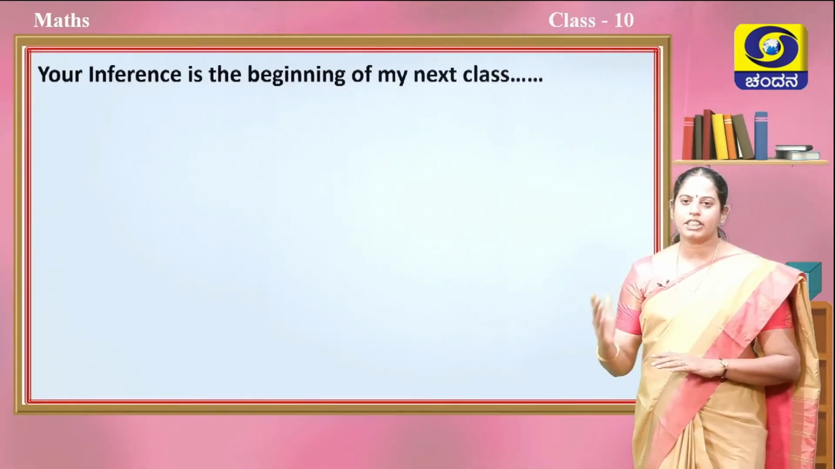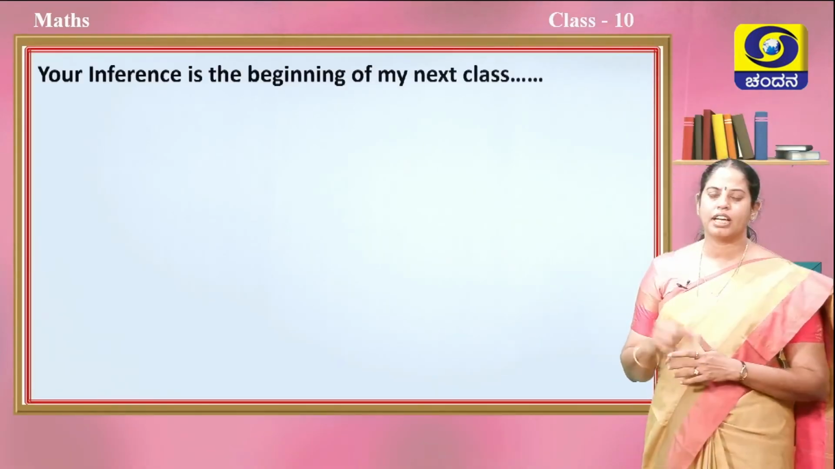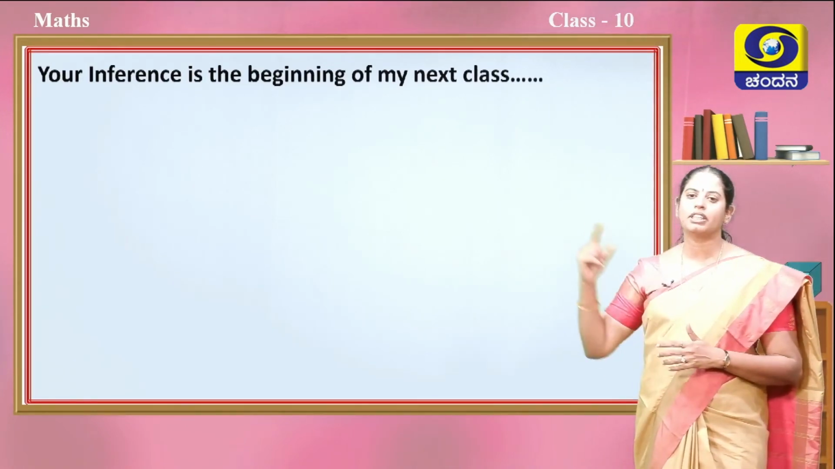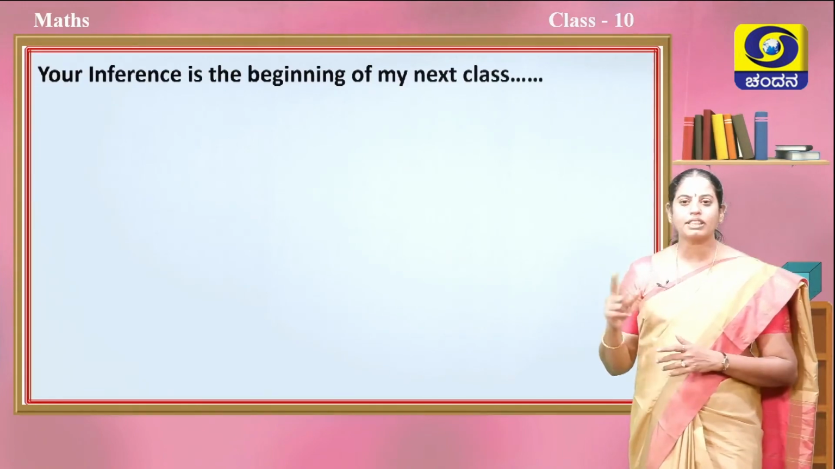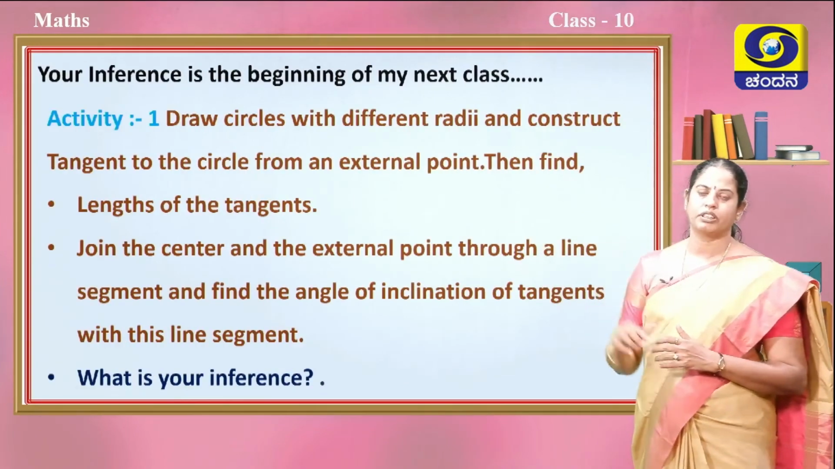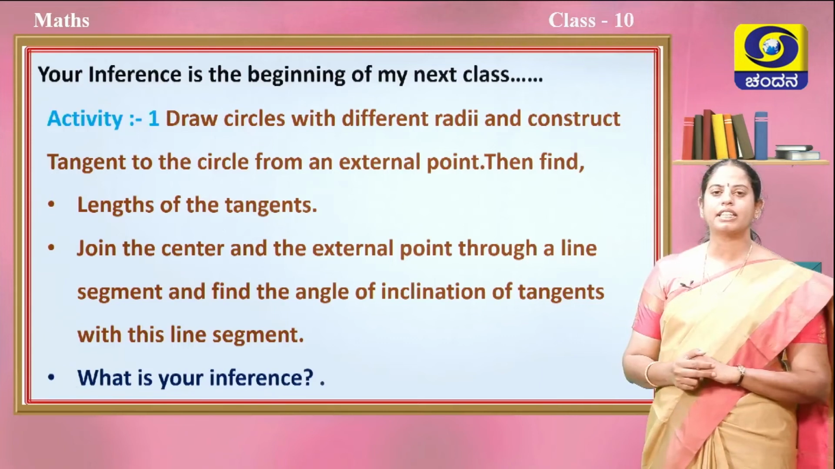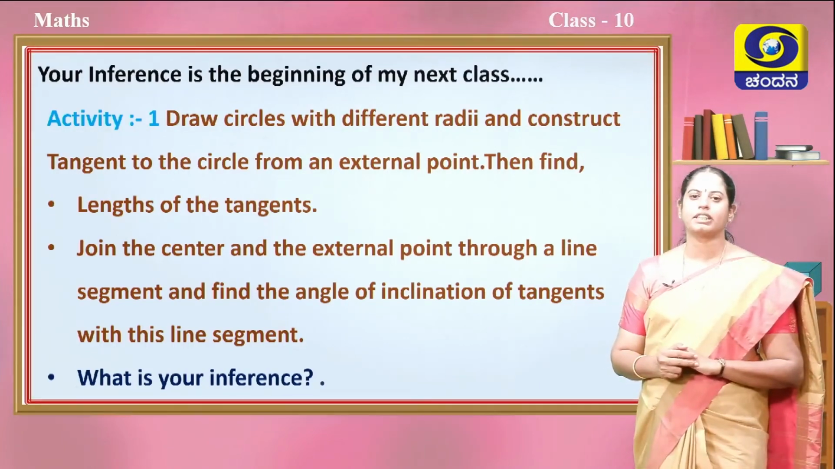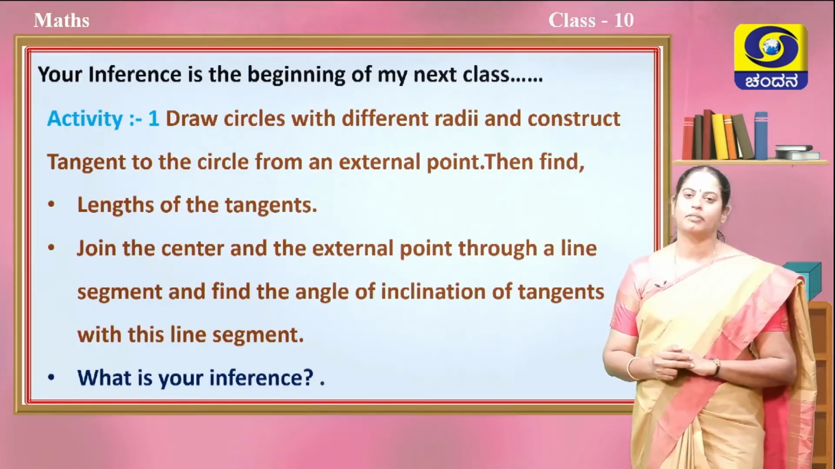Now, I will stop this session here. I am giving you an activity. The inference of that activity is the beginning of my next class. What is that activity? Observe. Draw circles with different radii and construct tangent to the circle from an external point.